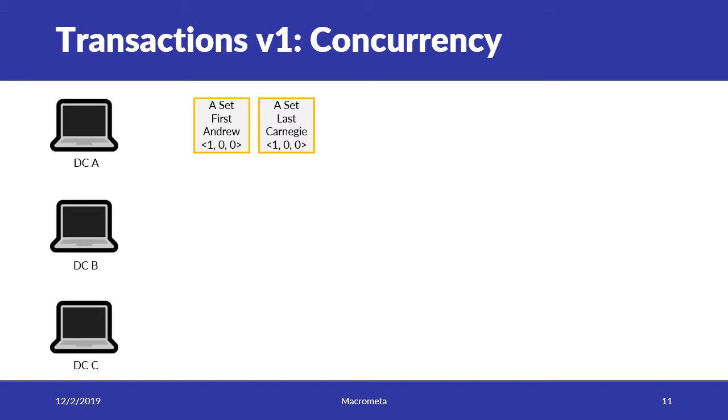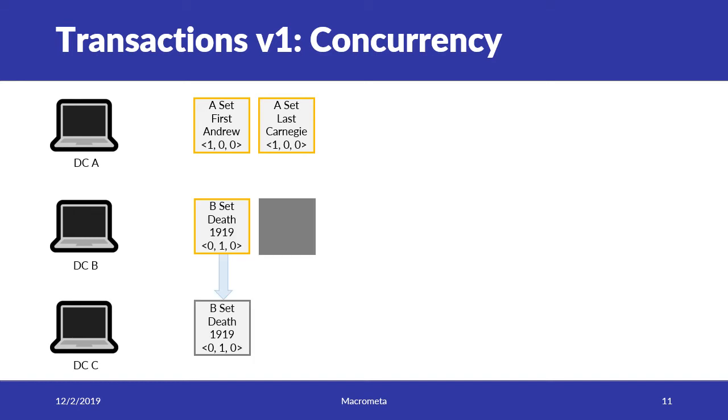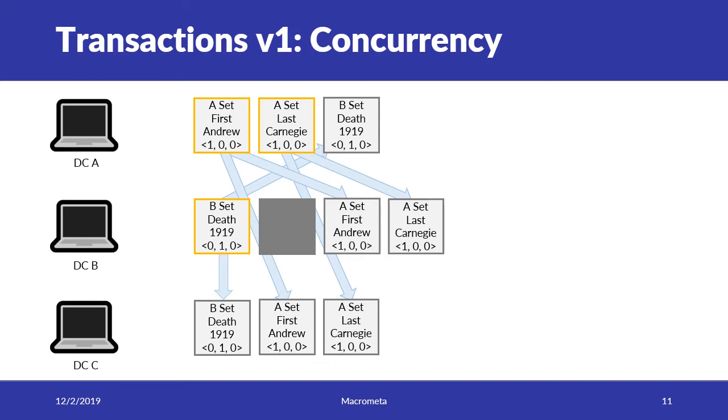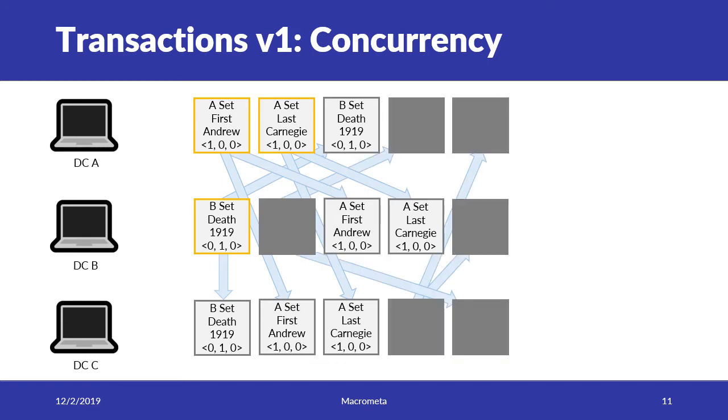So under concurrency, we'll have the updates where Andrew and Carnegie will occur together, but we'll also have an update at data center B that will change a different field of the document. So here we'll set the death field to be 1919. We see that the death field has the logical clock 010, and the first name and last name change are grouped together in a batch that has the logical clock change identifier 100. So these are concurrent. When these updates propagate, they'll propagate together, so we don't have the read anomaly we talked about before. But how will the merge happen?